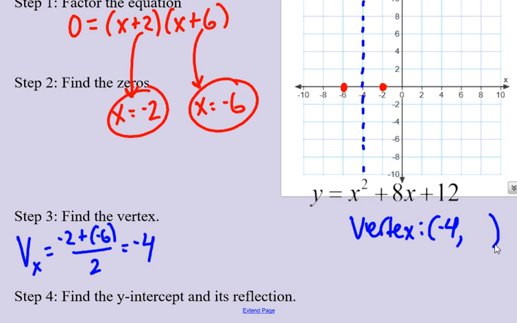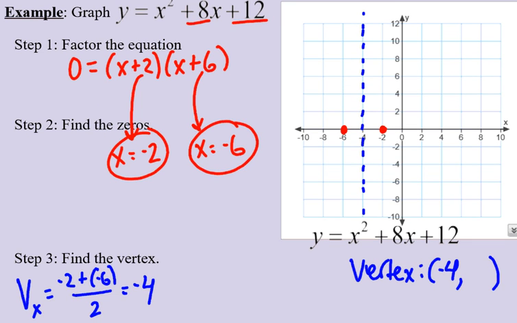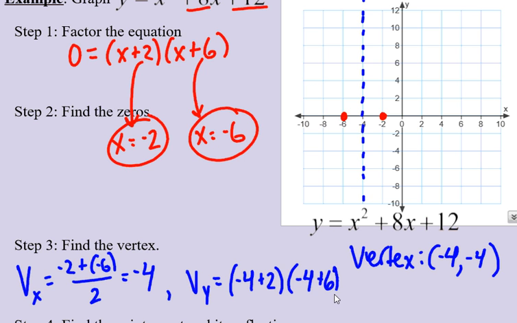If I put -4 into my original equation or into the factored one, I'll do the factored one because it's fairly easy to do in your head. If you put -4 in here for x, -4 plus 2 is -2. -4 plus 6 is +2. -2 times +2 is -4. So the vertex's y-coordinate turns out to be -4 as well. I'll show what I did. Just plugging -4 in for x, because then it will output the y-coordinate for me.